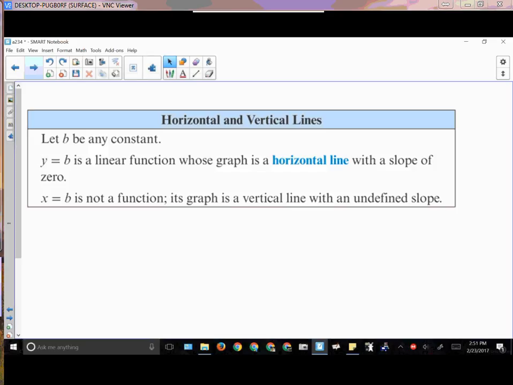Now, when it gives you something like, it says, let b be any constant, all they're telling you is it's a number. That's all it's going to be, is a number. So if y is equal to a number, we've got a horizontal line. Horizontal lines are functions, not a problem. x being equal to b, well, that's not going to have the ability to be a function. It's just what x is. So we find where it is on the x-axis and draw a vertical line. Easy stuff.